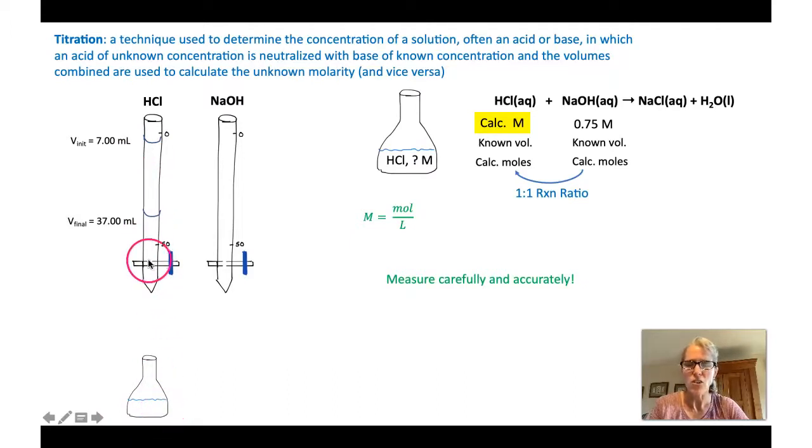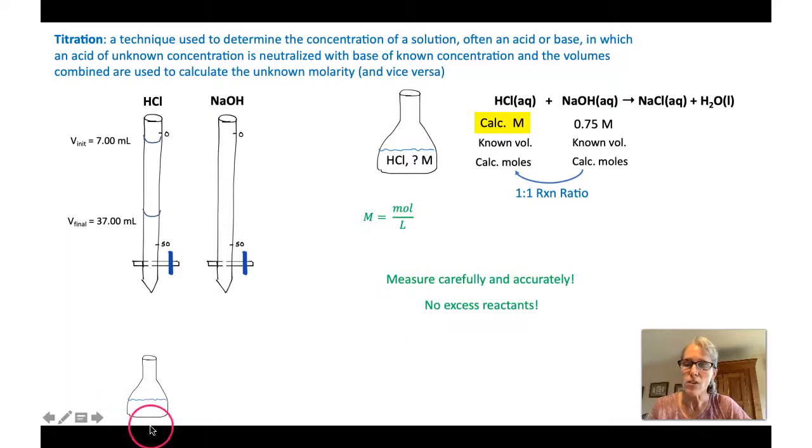We don't care how much is in it. So the difference in the volumes will give us the volume that we used. Okay, so now the other thing we need to do is when you do a titration, you cannot have any excess reactants, right? Remember we said there was a 1-to-1 reaction ratio, no excess.